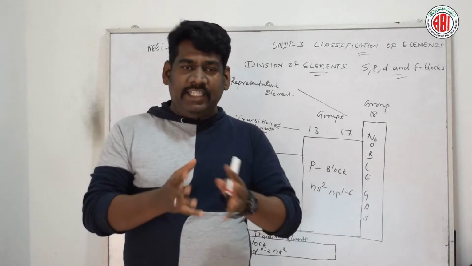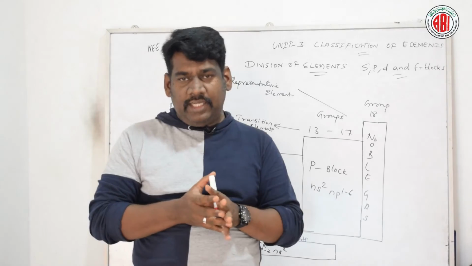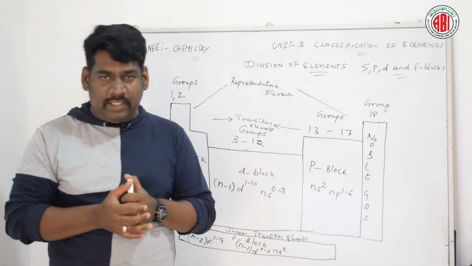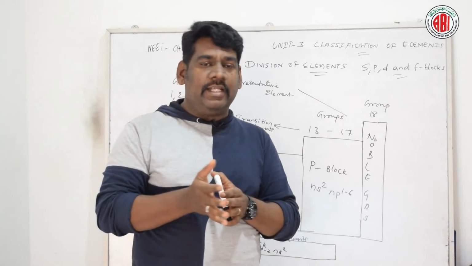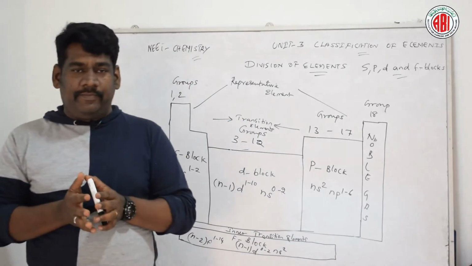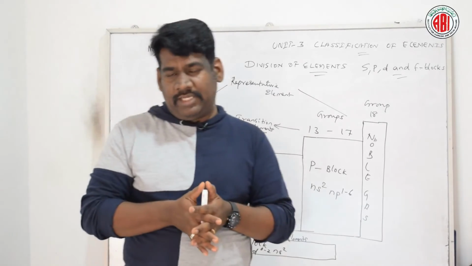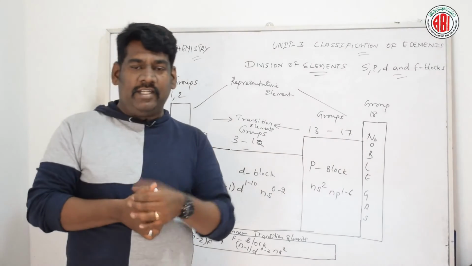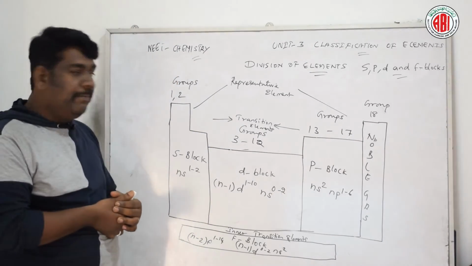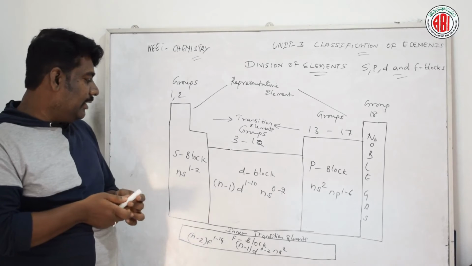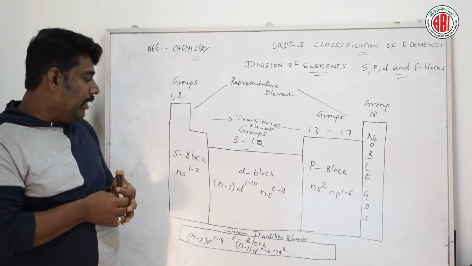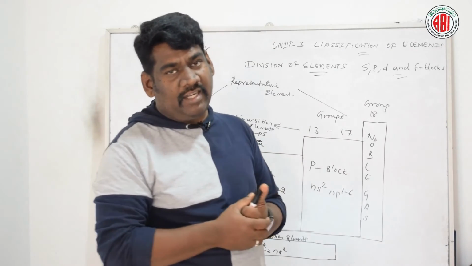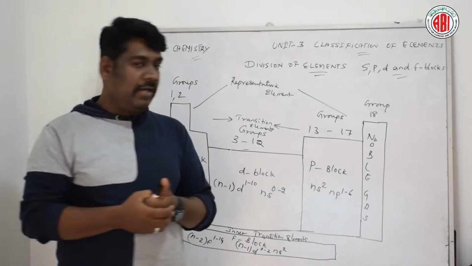In these elements, the outermost shell contains one or two electrons in the s orbital, but the last electron enters the 1d subshell. So the general electronic configuration, or formula, for d block elements is (n-1)d1 to 10 ns0 to 2. Based on that, the electronic configuration is given for d block elements.